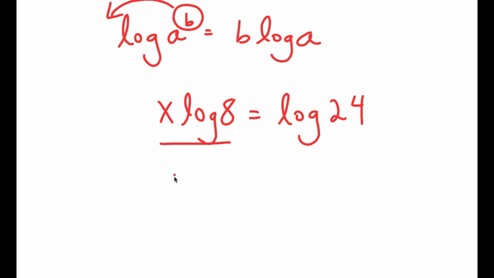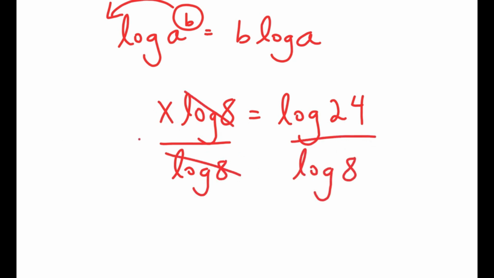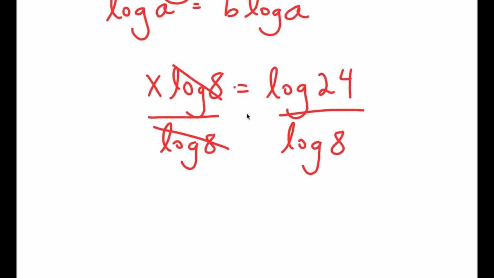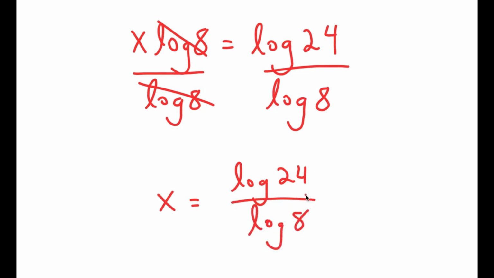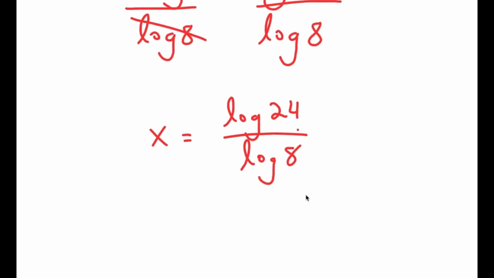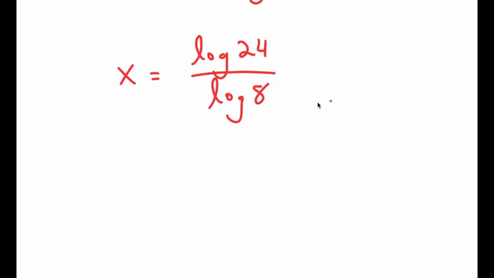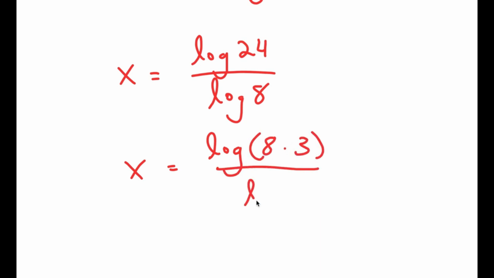Now I'm going to divide both sides by log 8 because we want to isolate x. So these two cancel out, and I get x is equal to log 24 over log 8. Now, from here, we're going to want to simplify this. So log 24, I'm going to rewrite as log of 8 times 3, and I have this over log of 8.